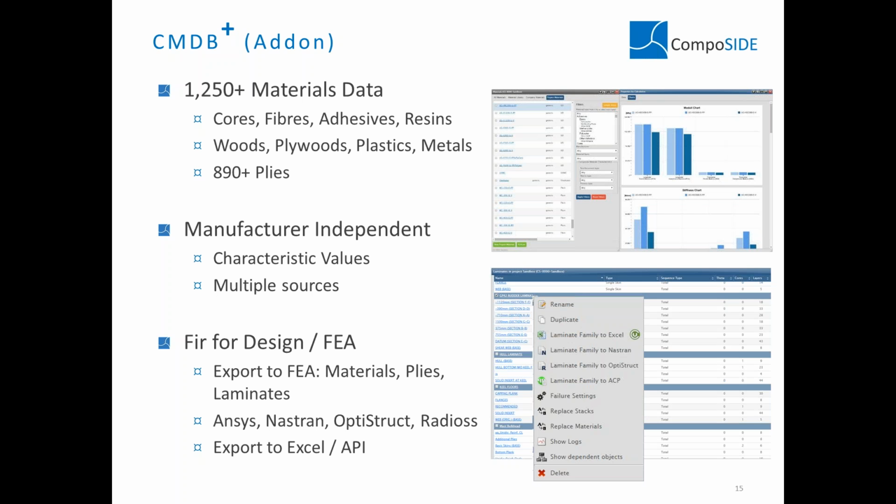The data is fit for design and FEA and allows you to export to finite element analysis for materials, plies, and laminates to a range of products such as ANSYS, Nastran, or Abaqus. But we also support API calls and basic export to Excel if you then want to post-process the data in a different way.